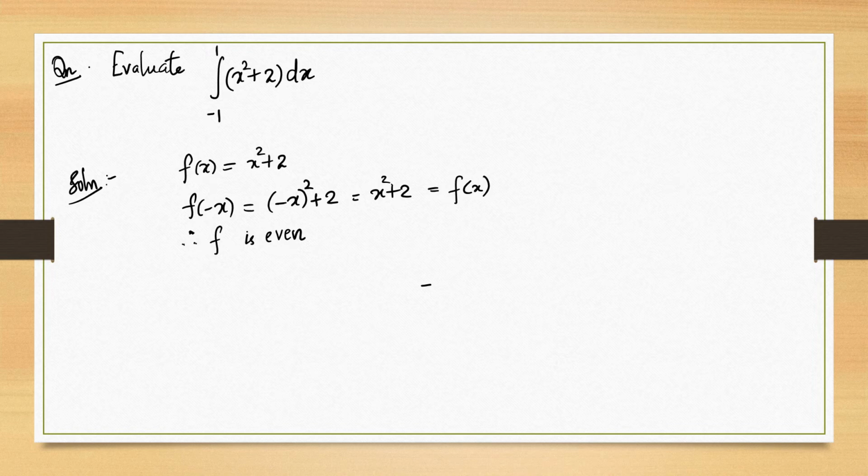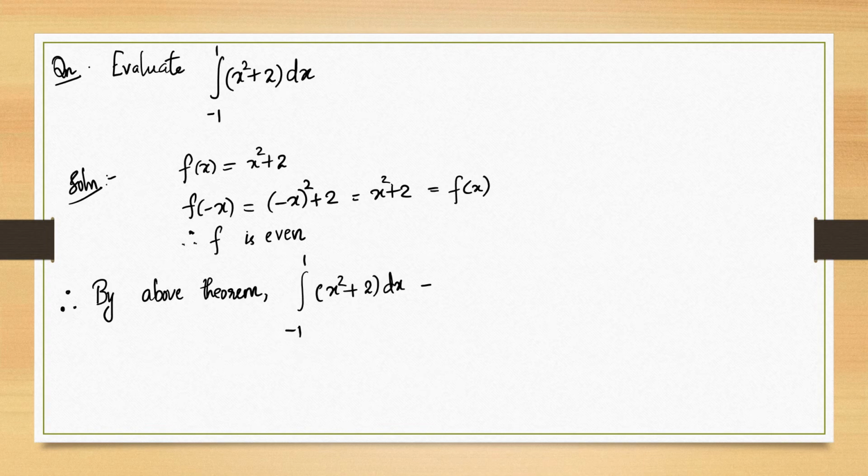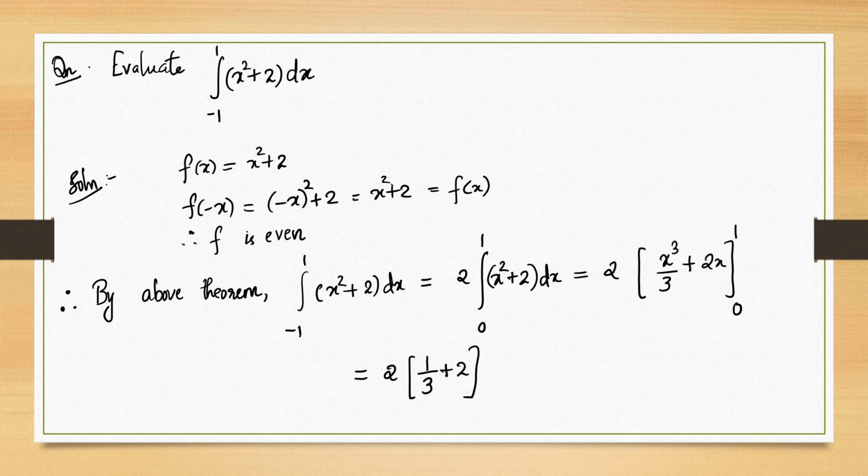Now we will be using the above theorem to evaluate the given integral. The integral from minus 1 to 1 of x square plus 2 dx equal to, by the above theorem, since it is an even function, we can replace the integral by 2 into the integral from 0 to 1 of x square plus 2 dx, and by simplifying we get the final answer as 14 by 3.